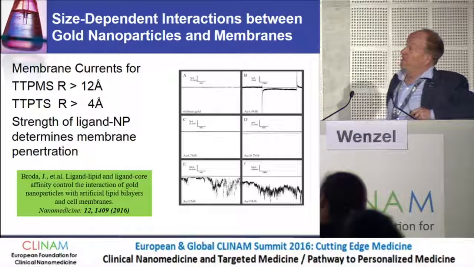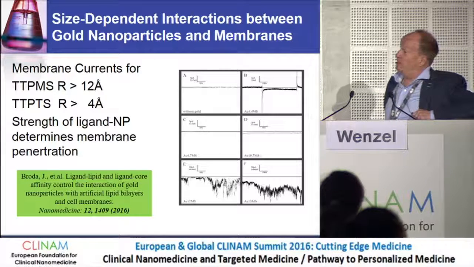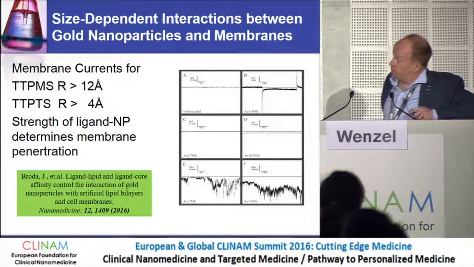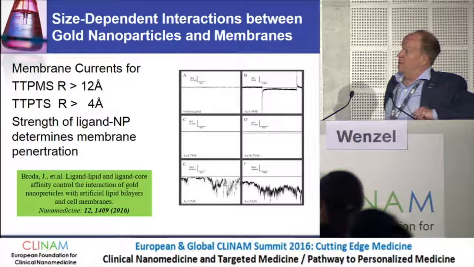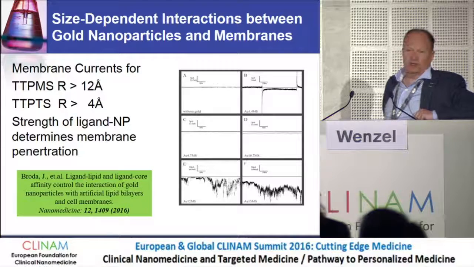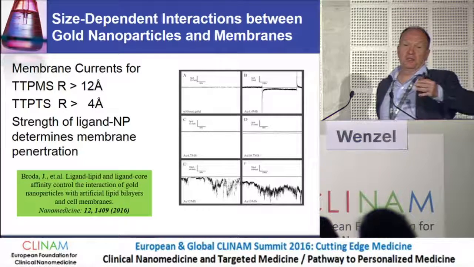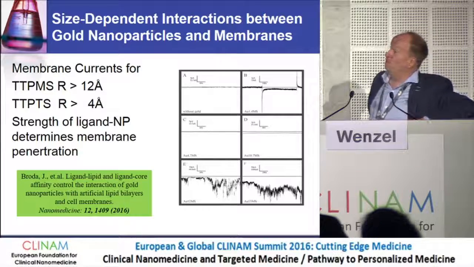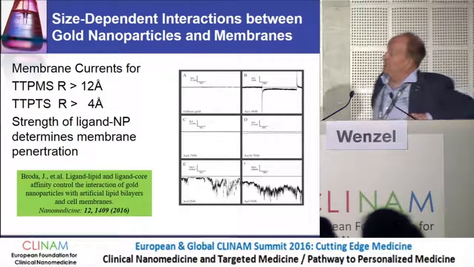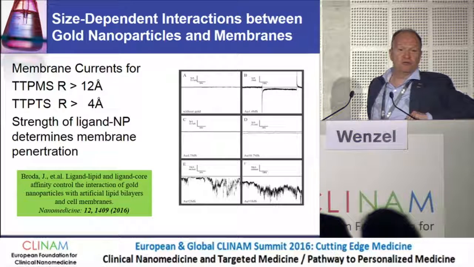And so what we found is the same thing that we had seen for the nanoparticles interacting with the hERG channel. The TTP-PS nanoparticles started to permeate the lipid membrane at a radius which is larger than 4 angstroms, meaning that the 1.4 and 4 angstroms didn't go through, but 5, 10, 12, 15 went through, while TTP-MS started to permeate only at basically twice the radius.